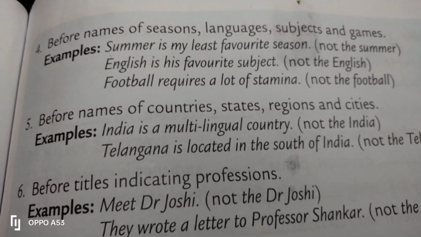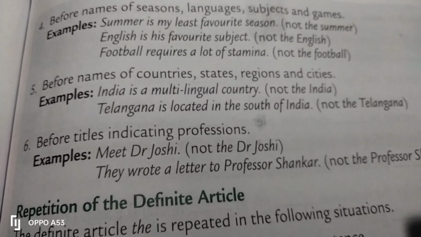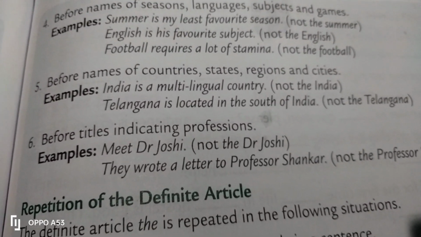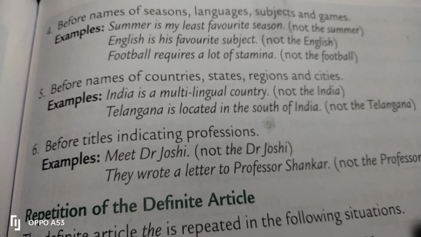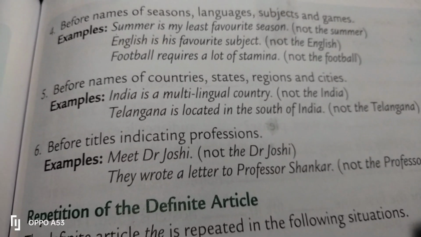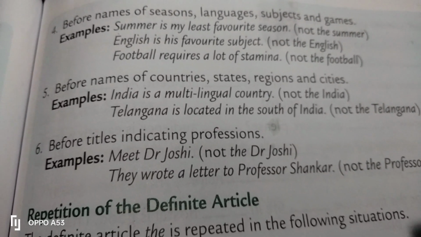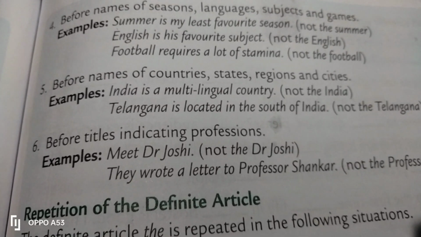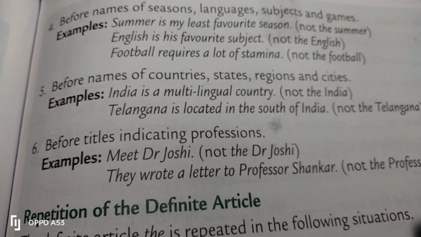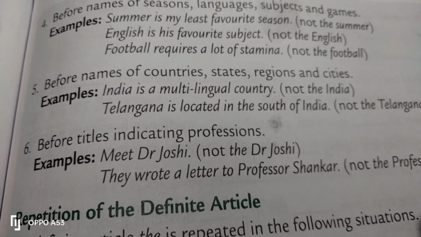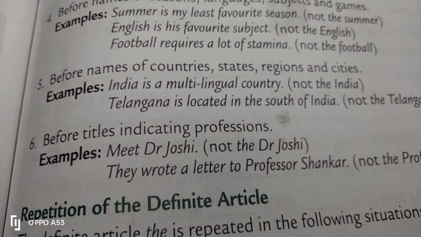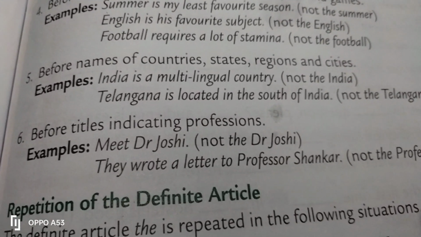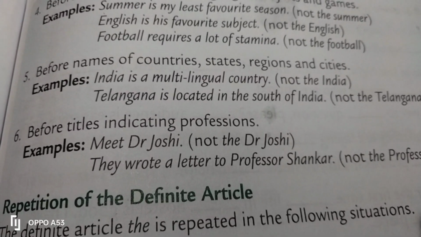Fifth rule: before the names of countries, states, regions and cities. So we don't use the definite article before the names of countries. You have to remember, names of countries, states, regions and cities. So we say India. India is the name of a country. Telangana is the name of a state, and we don't use any definite article.